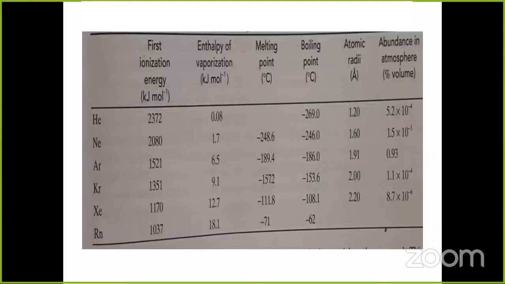The general electron configuration of this group of elements is ns2 np6. No need of any electron for going to octet configuration. Basically, they already have an octet configuration. 8 electrons are there in the valence shell. That's why they are naturally stable.